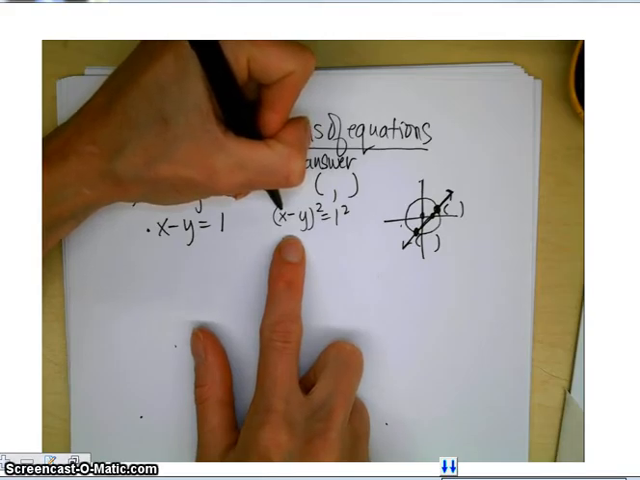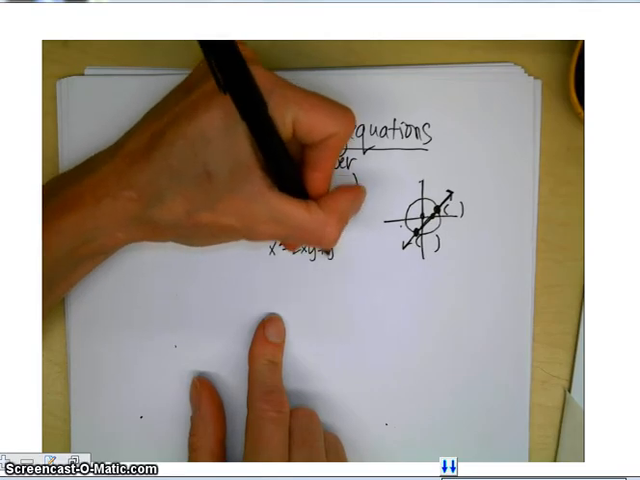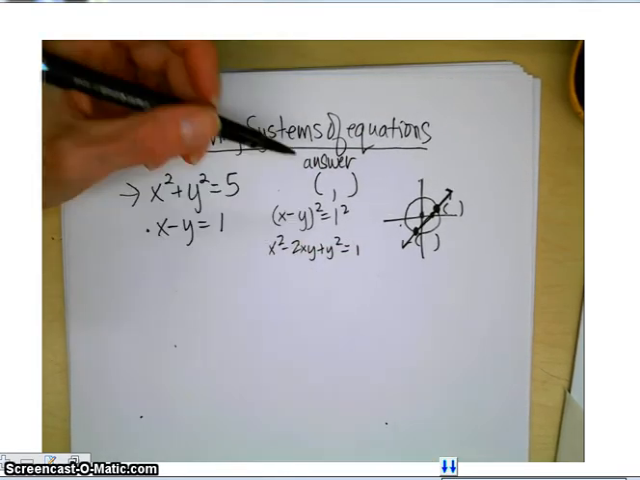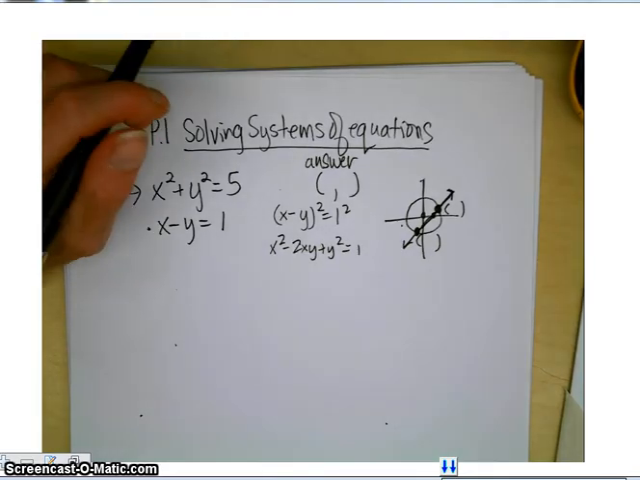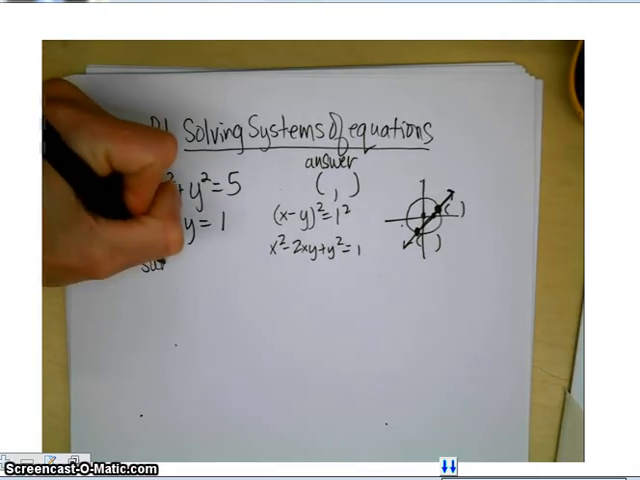Foil. You'd have to foil it, and you'd end up with x squared minus 2xy plus y squared equals 1. And then you'd be using that equation and that one, and you'd have that extra weird term. That would be way more work than needed. Okay, so substitution is the method we're going to use here.